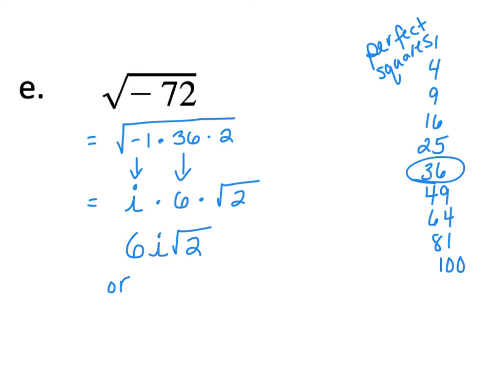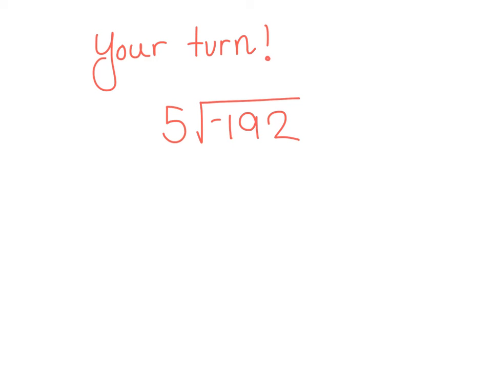I want to point out that sometimes you will also see it written as 6 square root 2 times i, but you need to make sure that i is not under the radical sign. Pause the video and try this one on your own.